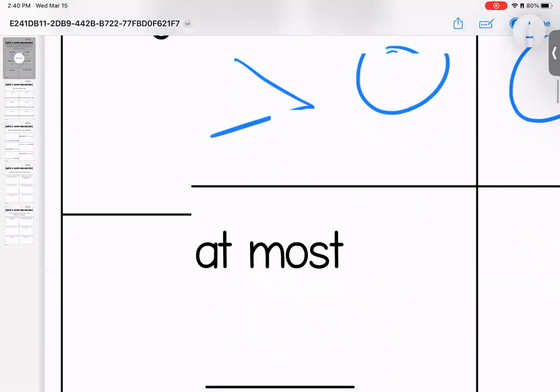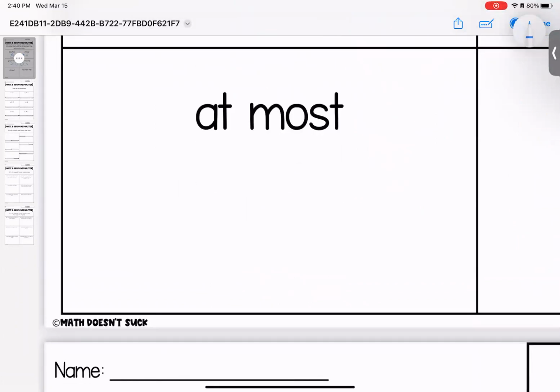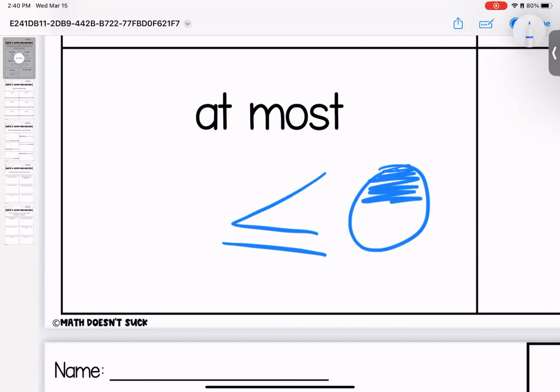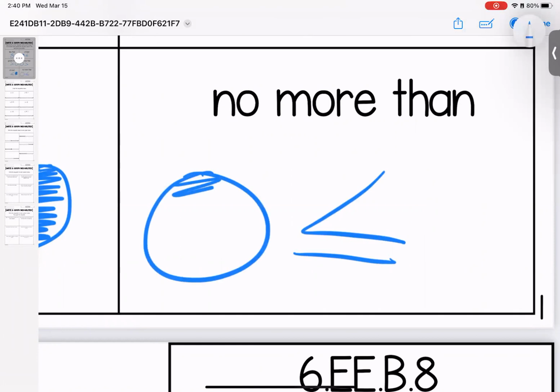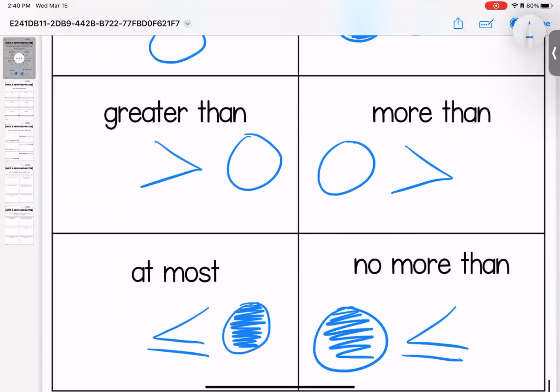At most, if we were saying that something was at most, we would have our bar, and we would have it filled in. At most is where we're going to have that or equal to as well. And no more than, we would have our less than sign, our bar, our circle, and it would be filled in. If you have any questions on these, please bring them with you to class.